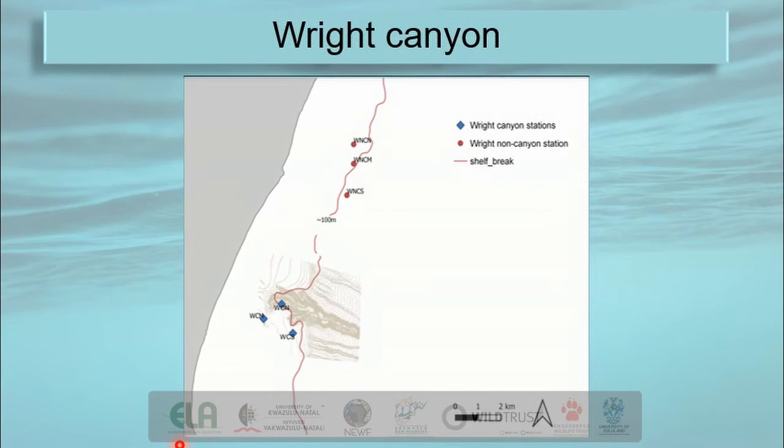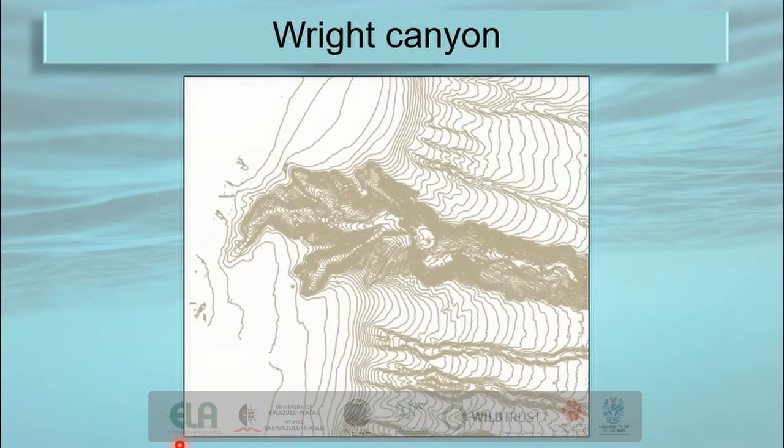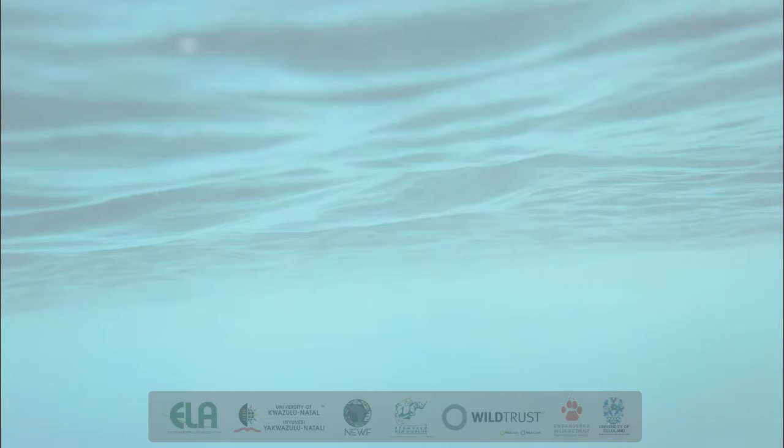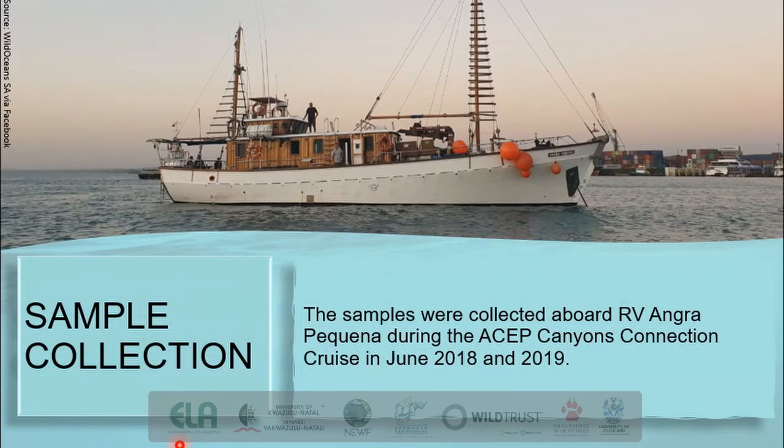Here we have the sampling design in Right canyon. On each canyon head, we sampled 3 stations and sampled 3 in the shelf region. The samples were collected on the Angra Pequena during the ASEP Canyons Connection cruise in June 2018, and we also collected samples in June 2019.